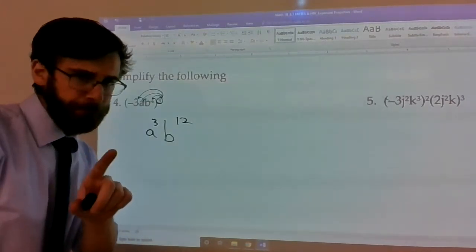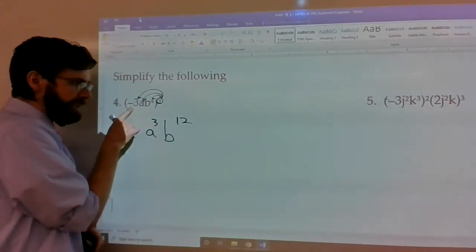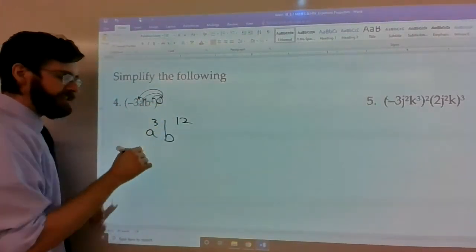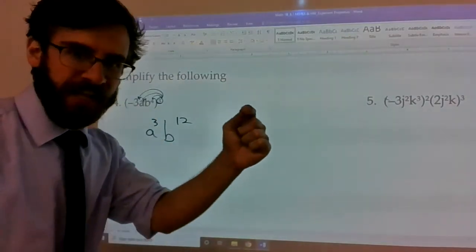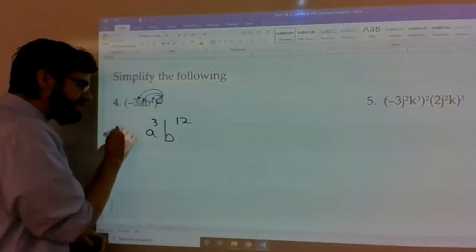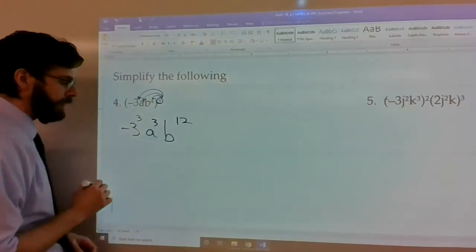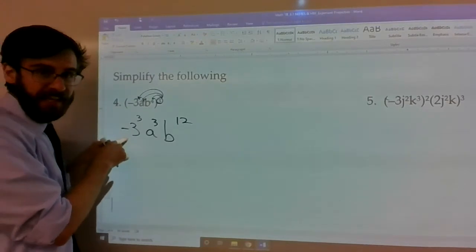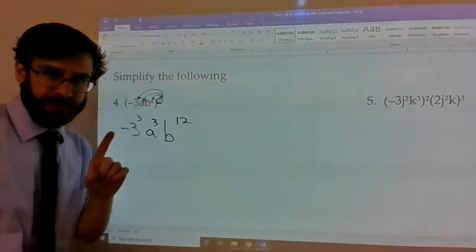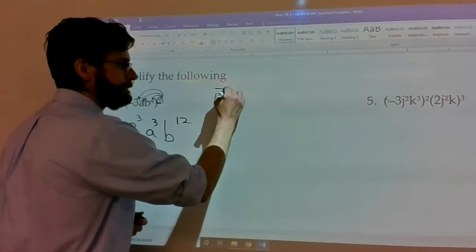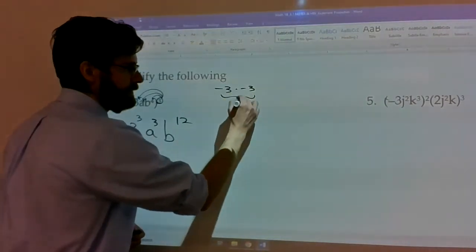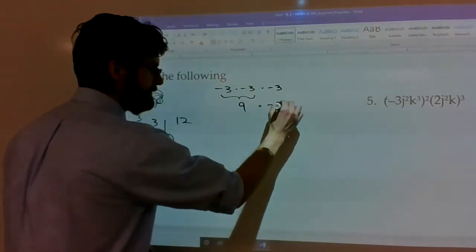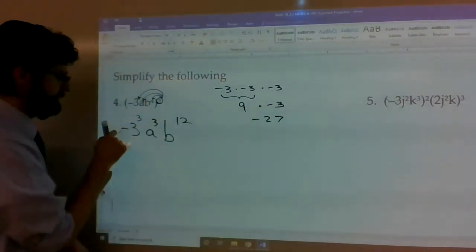Now here's the tricky part. Negative 3 is negative 3 to the 1 power times 3. So it's negative 3 times negative 3 times negative 3. It's negative 3 to the third power. So you actually have to multiply that out. You're not going to take negative 3 times 3. You're going to take negative 3 times negative 3, which is positive 9. And then you're going to take that times negative 3 again. It's negative 27.